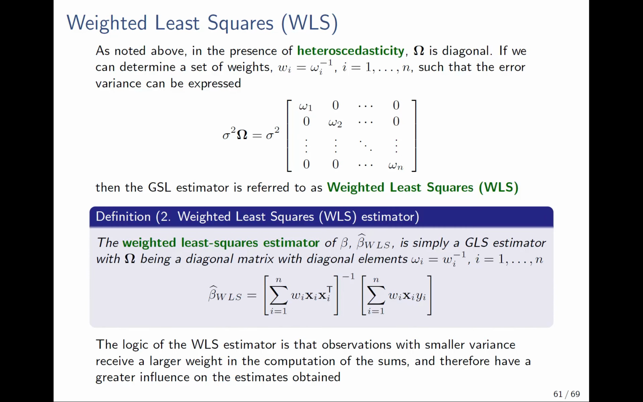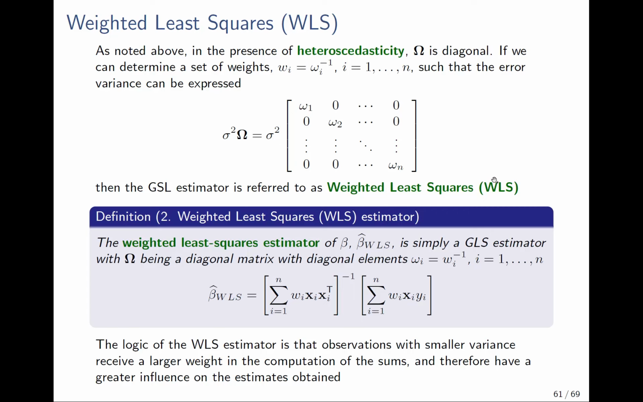Now I want to make two further distinctions in relation to GLS, specific forms of GLS, and the first is called weighted least squares. This is an important special case of the generalized least squares model applied to the heteroscedasticity problem. Now, as we noted earlier, under heteroscedasticity, omega is diagonal, as shown here. Now, if we can determine a set of weights, Wi, equal to the reciprocals of the diagonal elements omega i, then the GLS estimator is referred to as weighted least squares, and it's defined in this definition here.